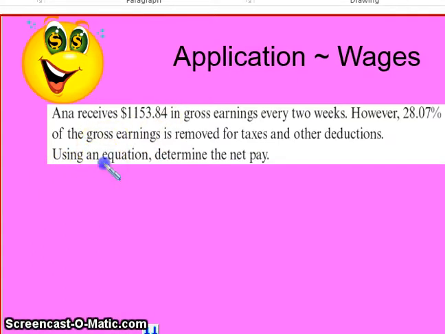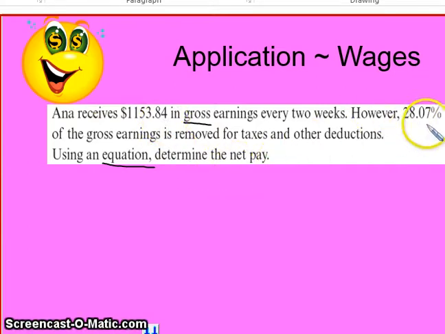Now they want us to use an equation here to determine her net pay, or how much she actually takes home. So gross is how much her check is before taxes and deductions. Net is how much she actually gets of that gross pay. So what we have is we want to find out her net pay. Now, there are a couple of ways that we can do this. We can figure out how much she pays in taxes and deductions and subtract that from her original amount, but it's actually going to be easier to figure out what percentage that she's actually paid.